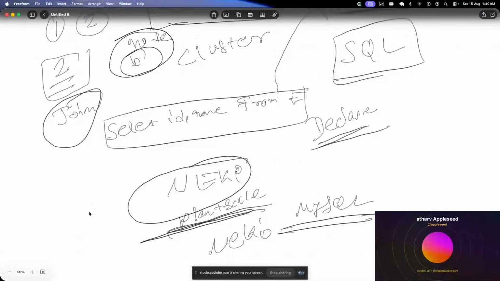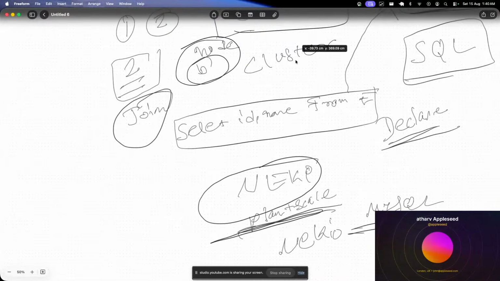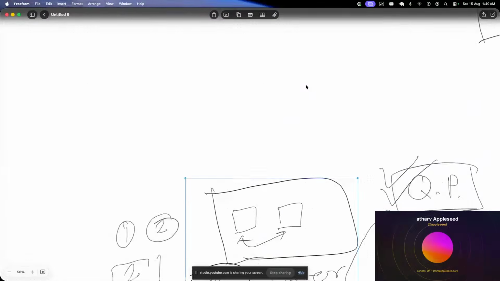Also there are a lot of nuances. For each case we have to slightly adjust our approach. For example, let's take this example. Let me go here.